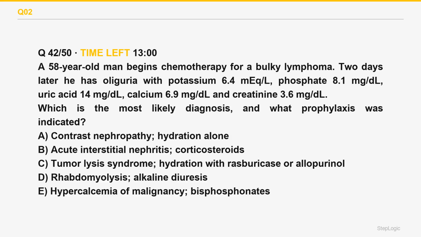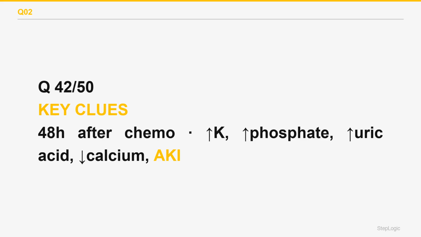The electrolyte pattern is the fingerprint of massive cell destruction. Rapid lysis of a large tumor burden dumps intracellular contents into the circulation. Potassium and phosphate pour out, nucleic acids are catabolized to uric acid, and the released phosphate binds calcium, producing hypocalcemia. Uric acid and calcium phosphate then crystallize within the tubules, causing acute kidney injury.